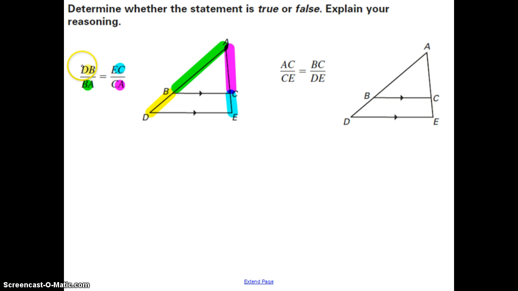Now you need to make sure that DB and BA are both segments on the left side. EC and CA are both segments on the right side. Also, DB and EC, the two numbers on the top, are measurements for this extended part of the second triangle. Then when you look at BA and CA, the two numbers on the bottom, those are the original side lengths of the smaller triangle. Therefore, we can say that the statement is true.